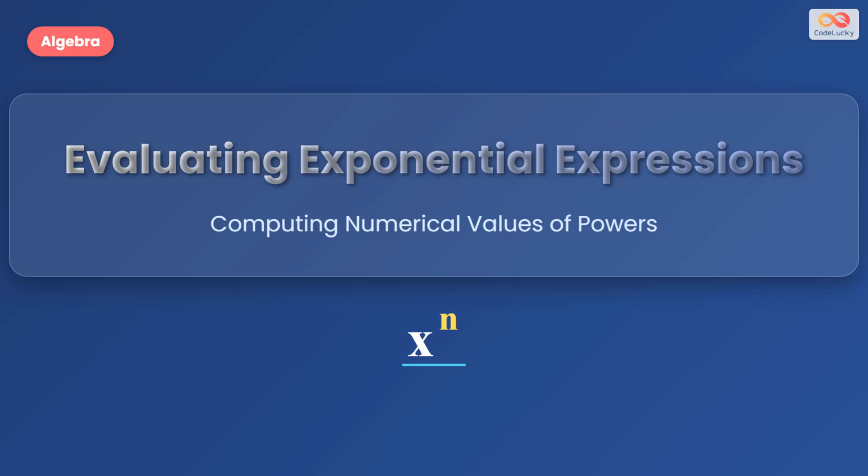Welcome to this algebra tutorial. Today, we are going to learn how to evaluate exponential expressions. This is a fundamental skill in math that will help you simplify complex numbers and understand how growth works.